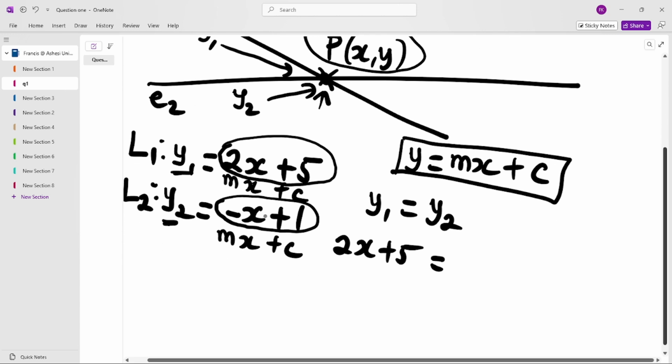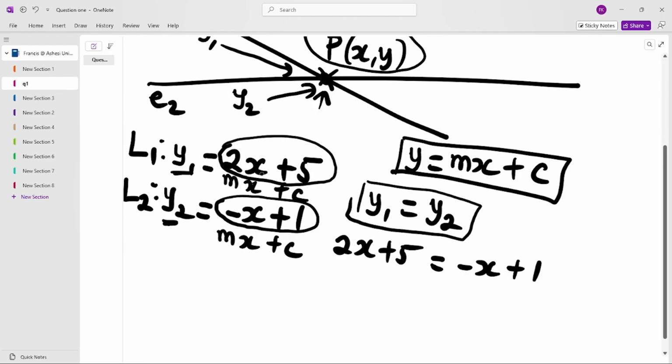Y1 will be equal to y2. The y2 has negative x plus 1. So you write the expression. So this is what we have: y1 is equal to y2. And then we know y1 is the same as 2x plus 5. That is what I wrote here.